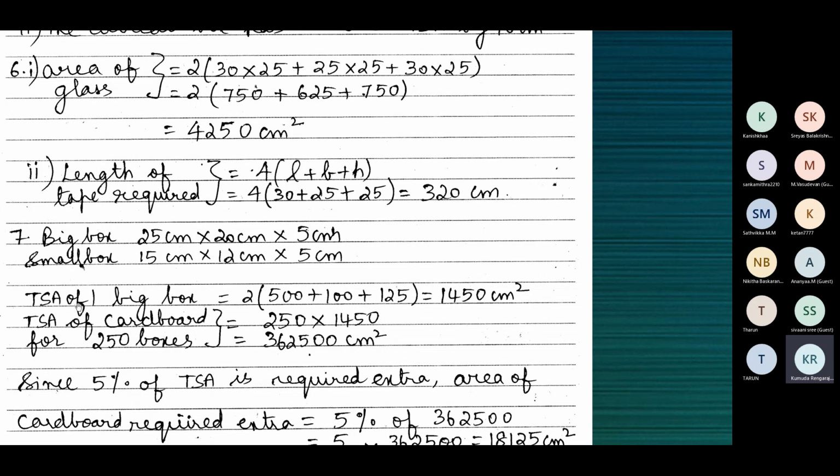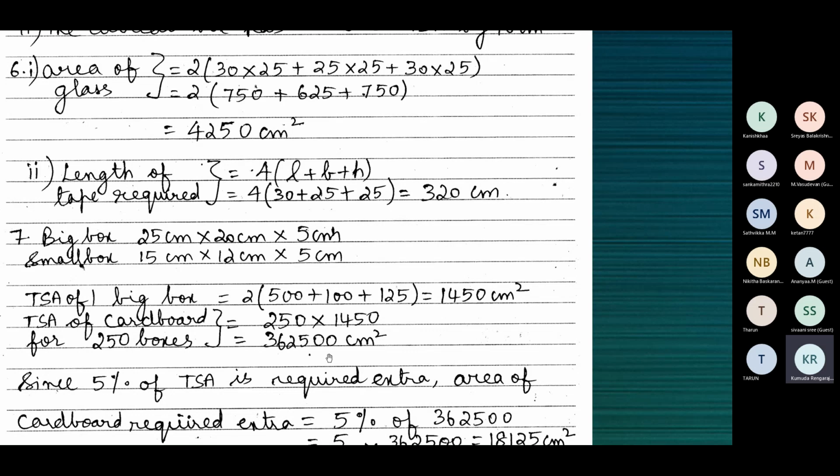So what is the TSA, total surface area, of one big box? 2 of LB plus BH plus LH, that formula. And this is the answer. Now you have to make 250 boxes like this. So the total area of cardboard needed for 250 boxes will be 250 into this number. This is the area of one box. The total surface area of one box into 250 will give us the total surface area of 250 boxes.